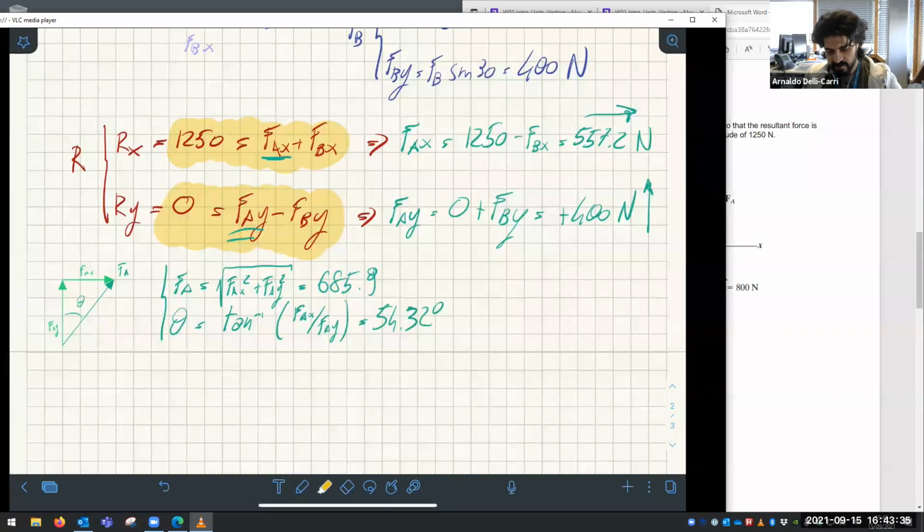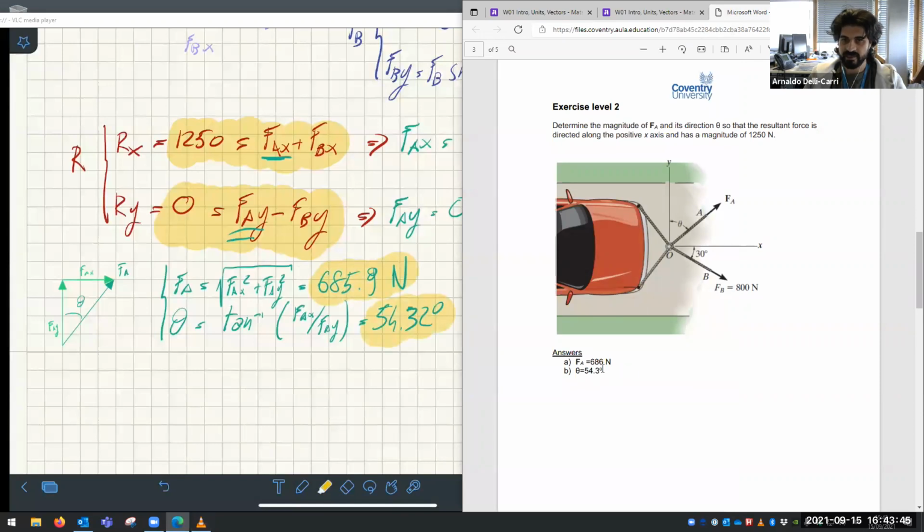Oh, I left the units out here. Oh, my bad, newtons. There you go. Okay, how is this? Again, very easy. Let's check 686 newtons. Yes. 54.3. Yes.